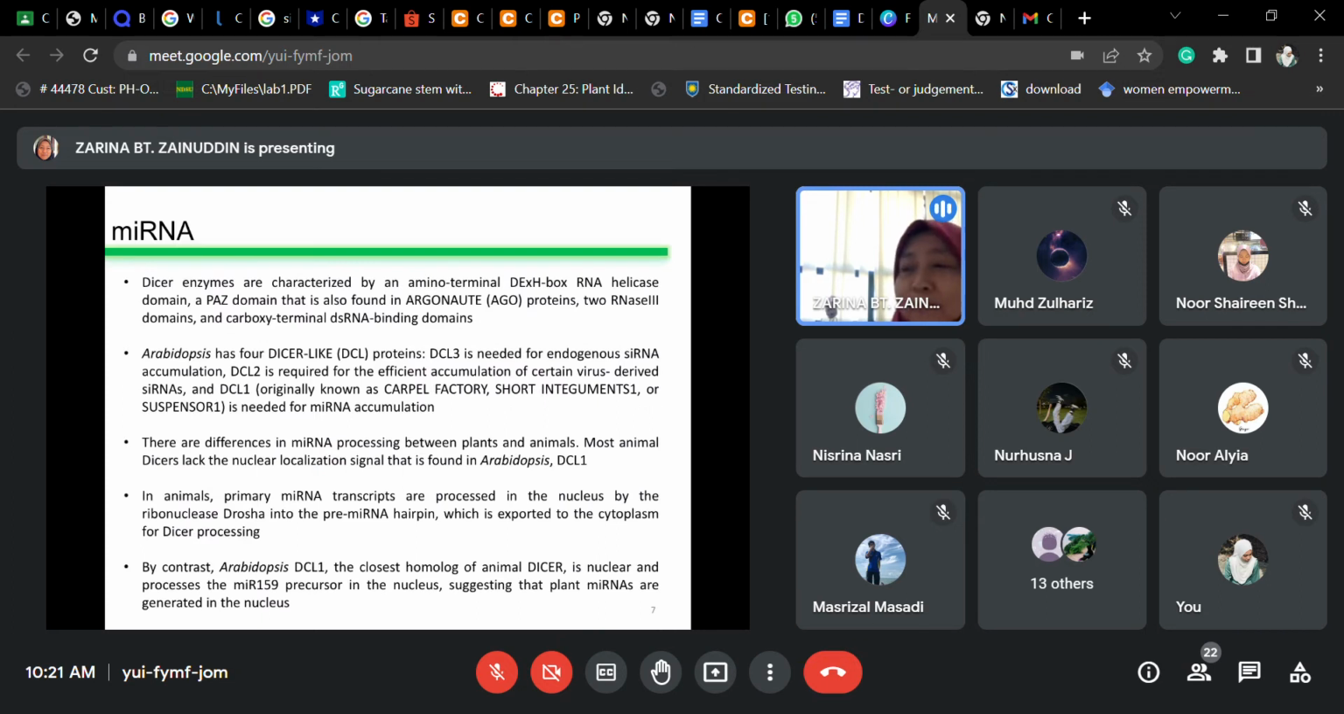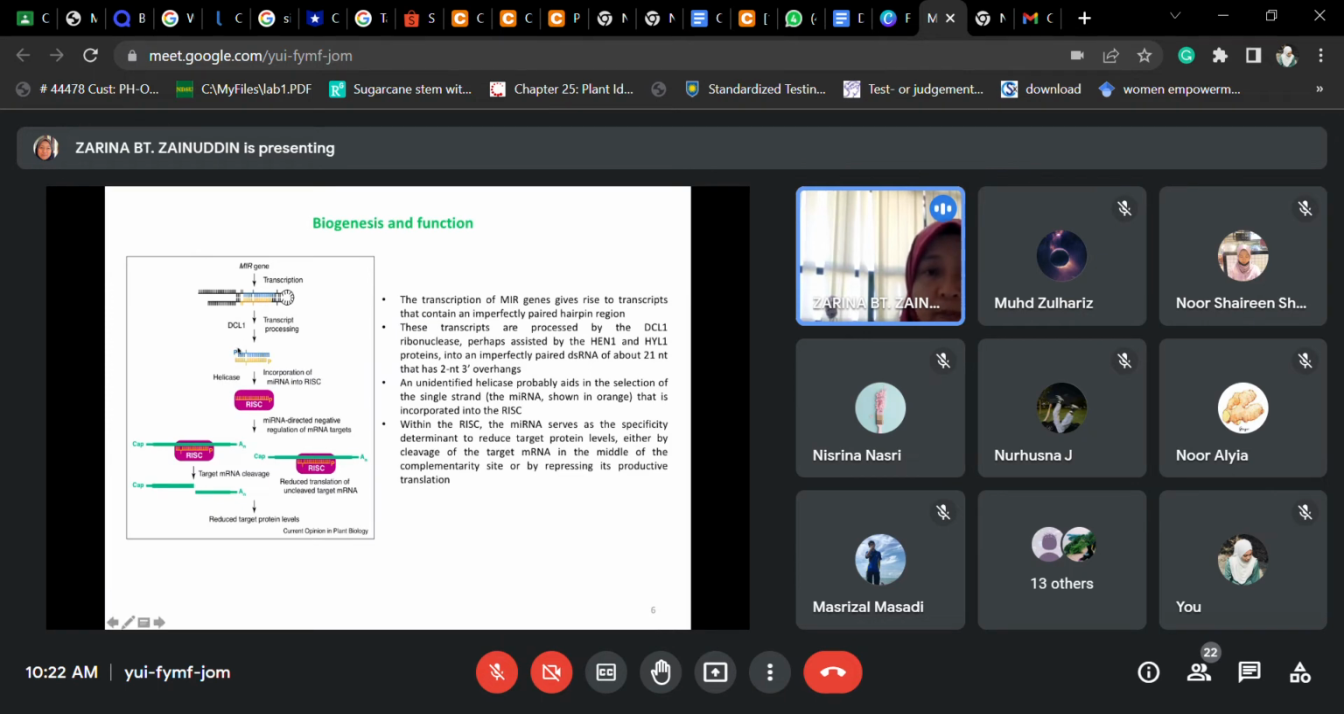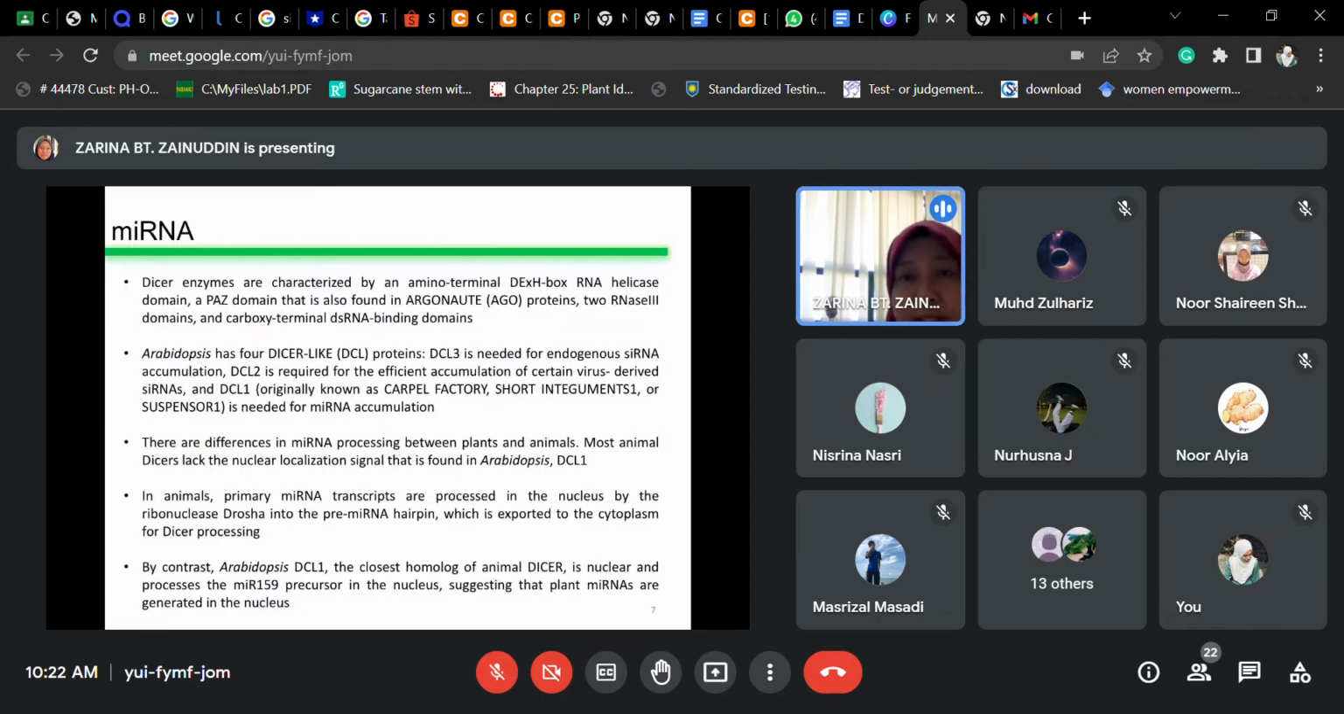Alright, so a little bit of explanation, which I will give you examples. As I mentioned, kita akan bagi example in Arabidopsis, because we already explained the importance of Arabidopsis as a model organism for plant studies. So the information that we have about microRNA in plants is based on the studies that scientists have done on Arabidopsis. The dicer enzymes tadi, DCL1 and all the dicer enzymes, are characterized.